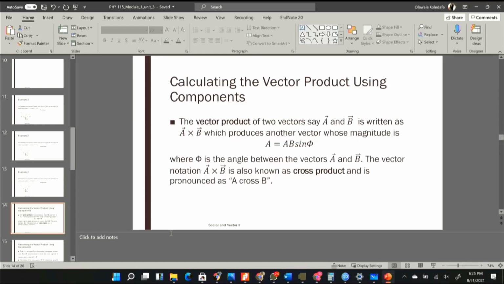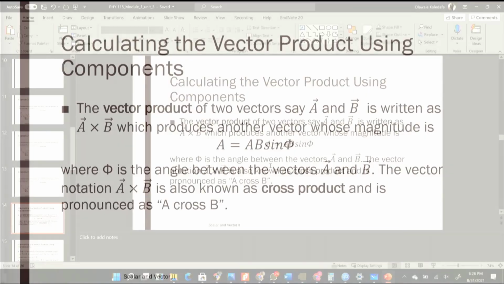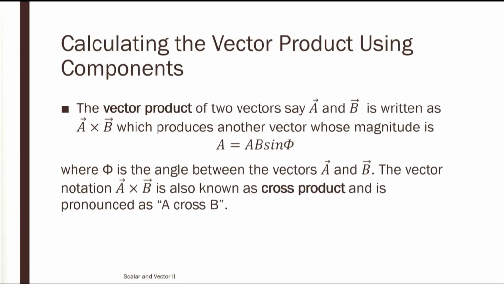So now let's learn multiplication of vectors using the vector product. When we talk about the vector product, we also call this the cross product. So that means A cross B. That is the way we say it. The earlier one we did was the scalar product, or dot product. We call it A dot B.